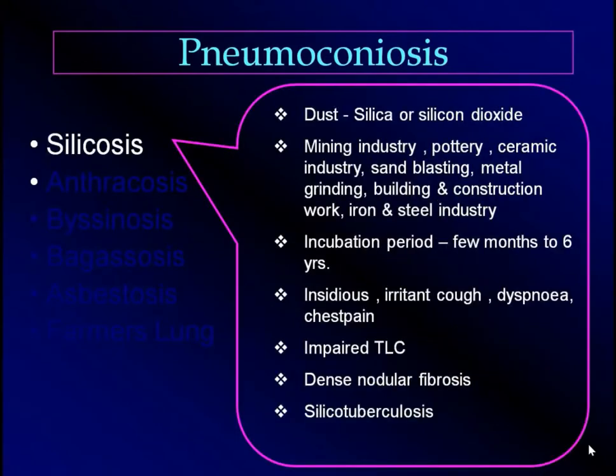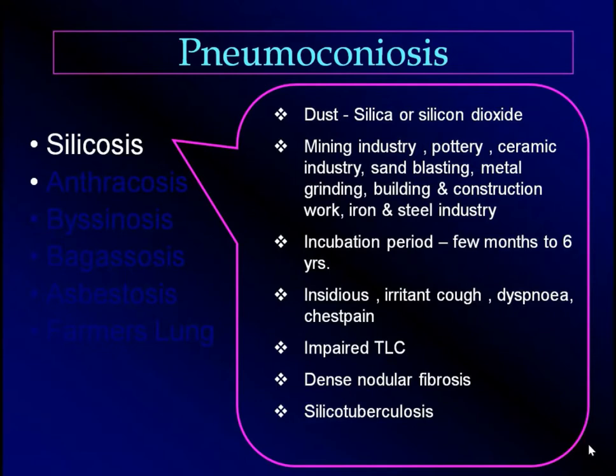The first one is silicosis. As I told you, silicosis is caused by dust produced from silica or silicon dioxide. Usually this dust is produced from various industries like mining, pottery, ceramic industries, sand casting, metal grinding, building and construction work, and iron and steel industries. Commonly, silica dust is produced from these different types of industries.